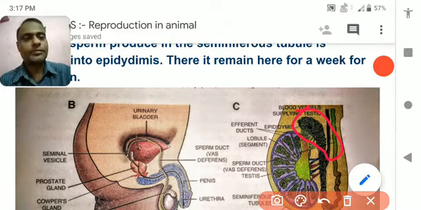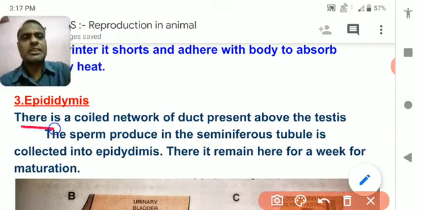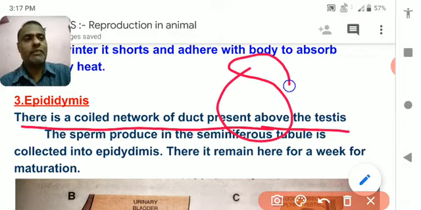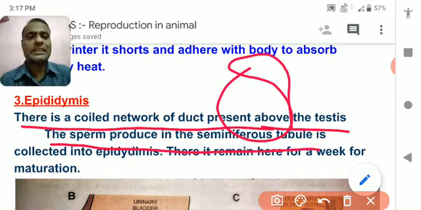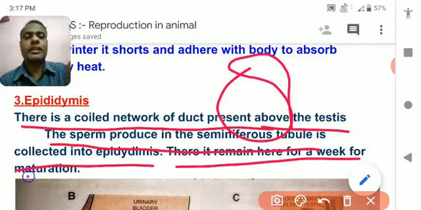Yeah, it is a coil of so many tube-like structures together. So let's study about it. Epididymis is a coiled network of ducts, meaning pipes, present above the testes. Yeah, it covers the testes just from above like this, and the sperm produced in the seminiferous tubule is collected into the epididymis. There it remains for a week for maturation.